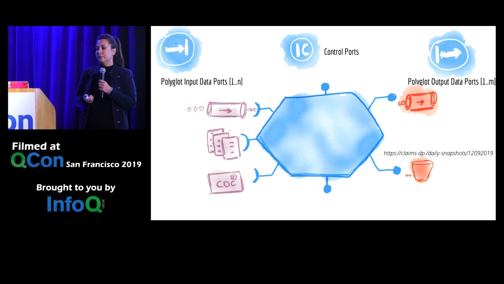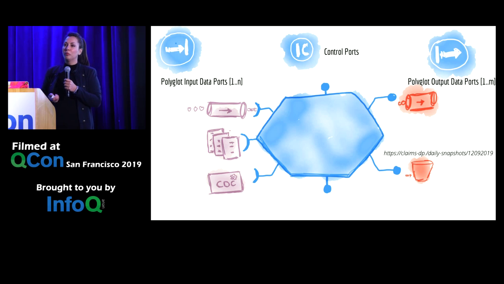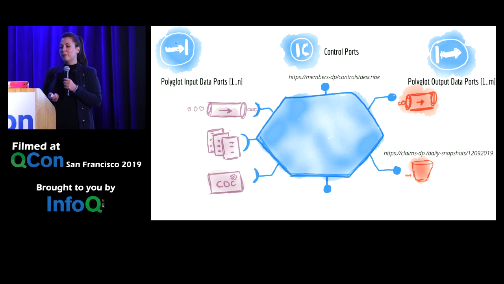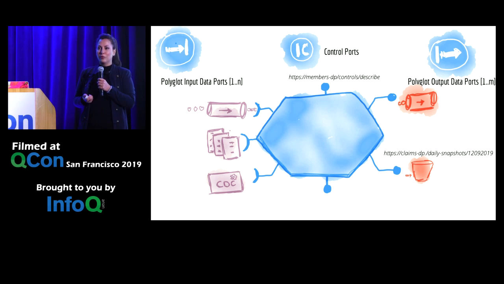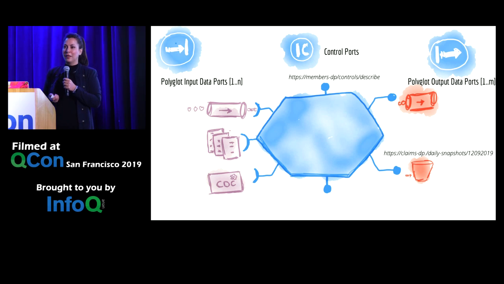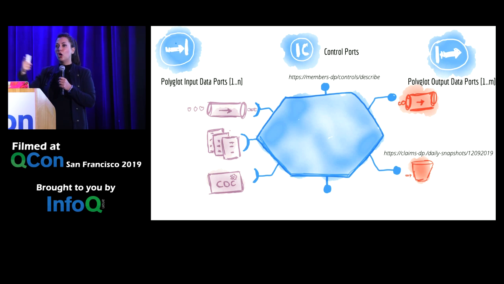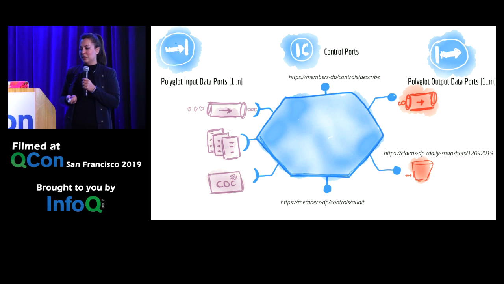There are two other lollipops here, what we call control ports. Essentially, every data product is responsible for two other things rather than just consuming data and providing data. The first one is being able to describe itself. So all of the lineage, metadata information, address of these ports, the output ports that people care about, schemas, everything comes from this endpoint. And if there is a centralized discovery tool, they would call this endpoint to get the latest information.